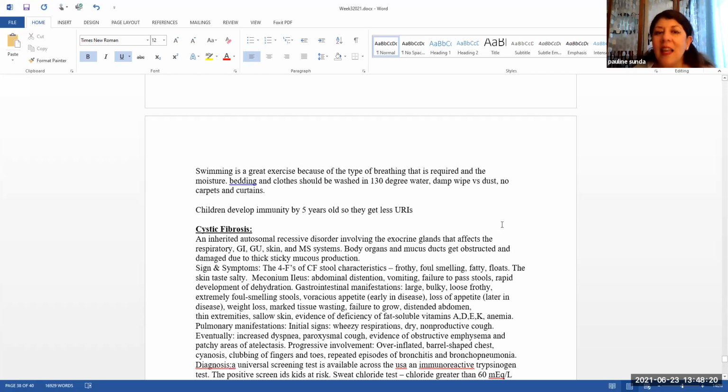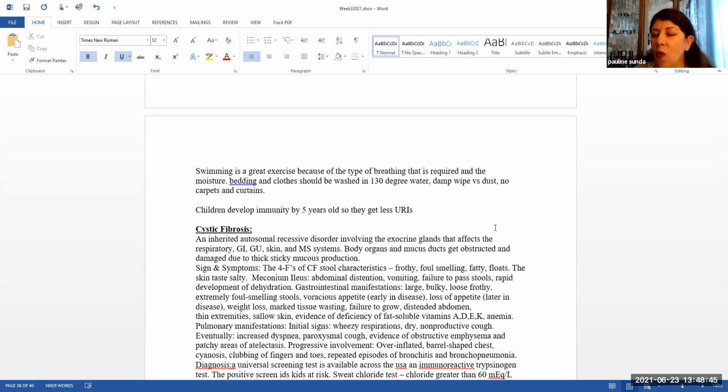Swimming is a great exercise because of the type of breathing that is required and the moisture. Please note that bedding and clothes should be washed in 130-degree water, which, remember we said for safety, we want to keep the water heater at 120. This is sort of an exception to that rule because we want the sheets as well as the clothes to be washed at a little higher level.